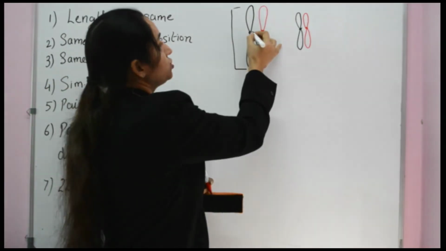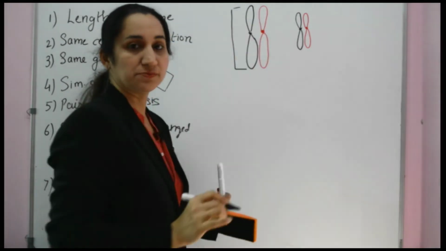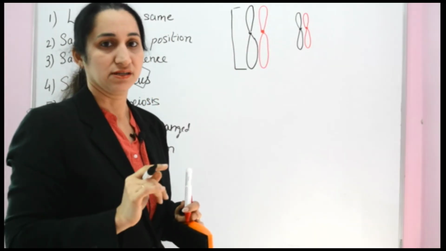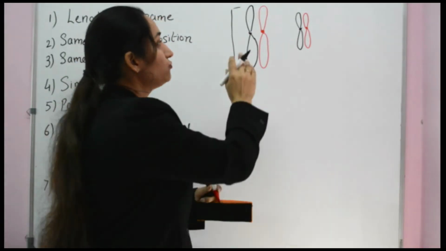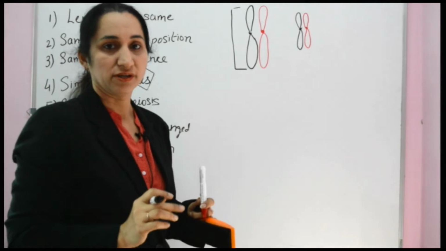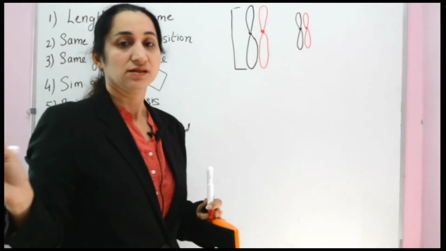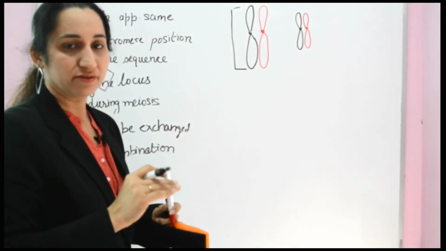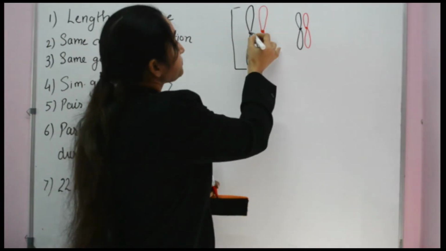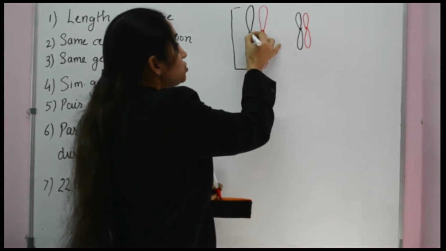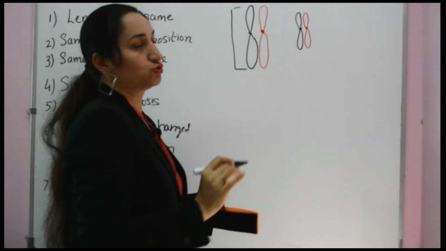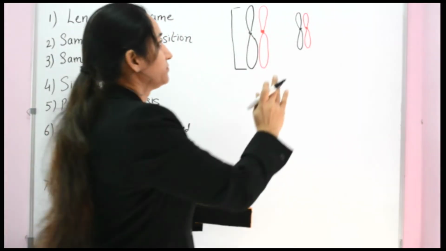Secondly, the position of the centromere of a homologous pair is similar. We know that chromosomes are divided into 4 types on the basis of the position of the centromere, which I have already discussed in my previous video on meiosis. So the second characteristic is that the position of the centromere of homologous chromosomes is always the same.